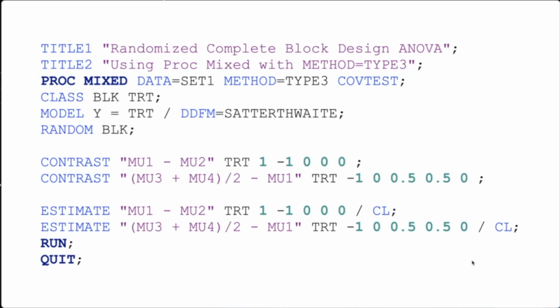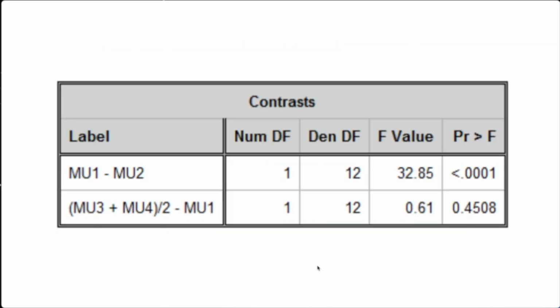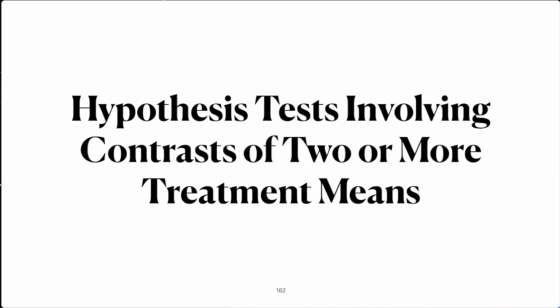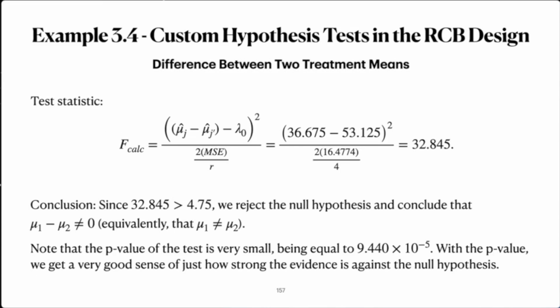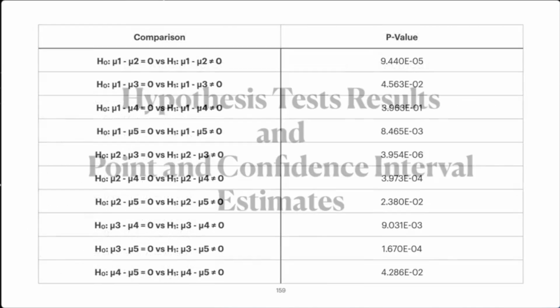And so when we run this, what we get are the following. Here are the results of the contrasts. All right, so performing the hypothesis tests. We see here that the F statistic for the test where we are comparing the means of treatments 1 and 2 is equal to 32.85. Let me just scroll back here real quick to look at that test statistic. You can see here that we took it out to 3 decimal places, but if we round it to 2 decimal places, we get 32.85, which is exactly what we get with SAS.